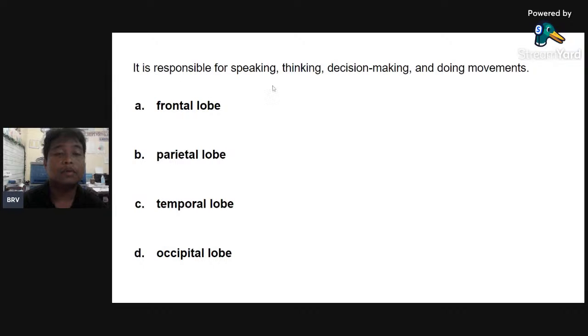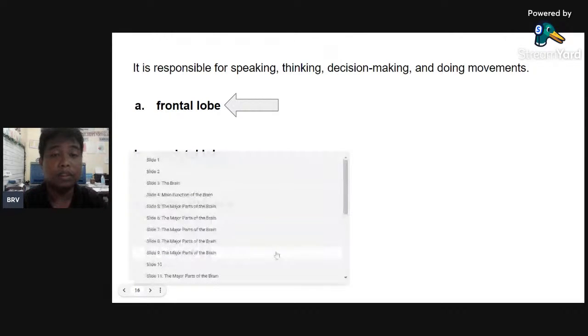Next, it is responsible for speaking, thinking, decision making, and doing movements. So among the four lobes, if you look at the choices, the four lobes of the cerebrum, which one is responsible for speaking, thinking, decision making, and doing movements? The answer is the frontal lobe.